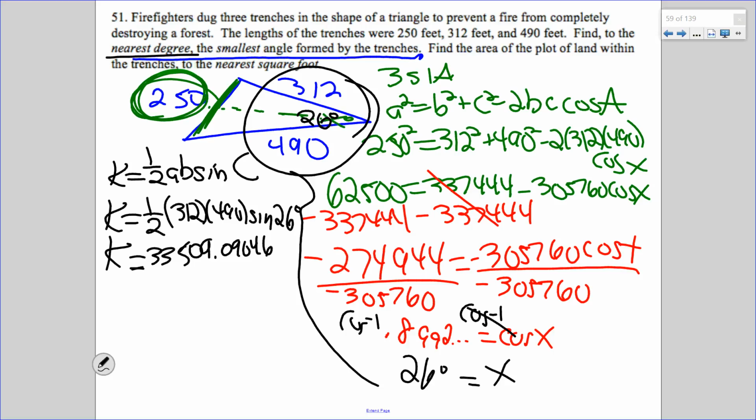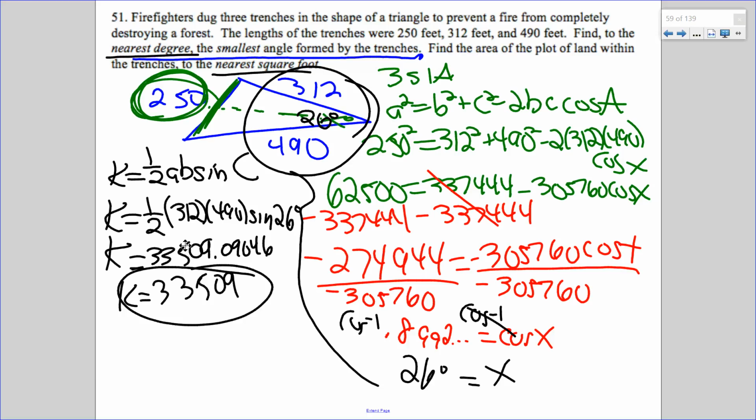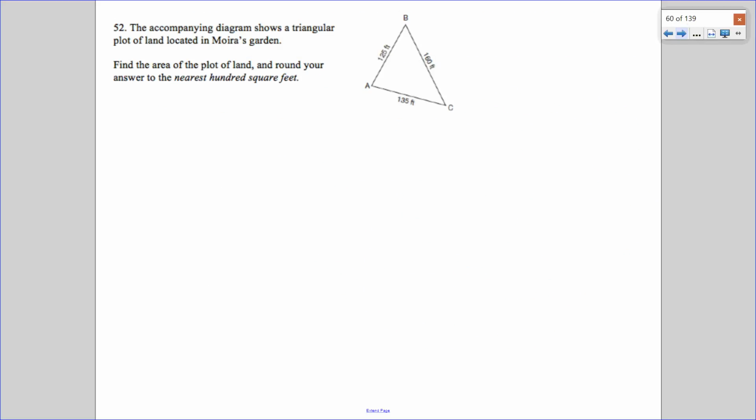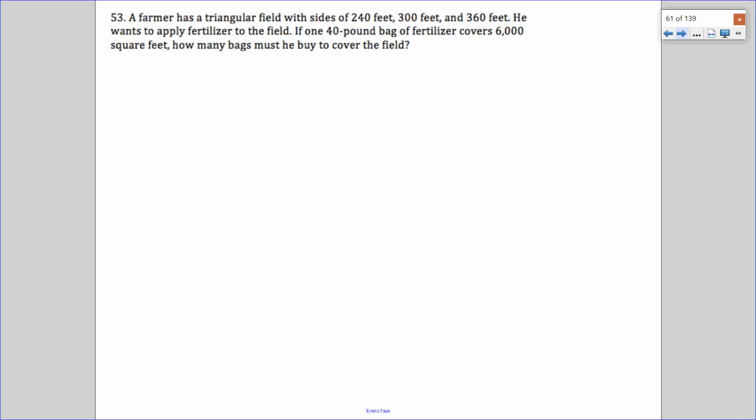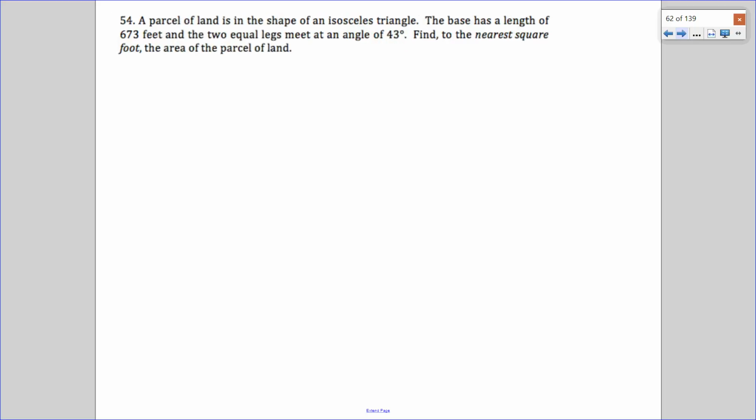33,509.09046 to the nearest square foot. That's a unit, so no decimal places. Make sure you know how to find the area of the triangle. This is a gift of a 6-point question. If we get to the 6-point question in the exam, you better get those 6 points, or else, well, that would be very unfortunate. You can take a look at 54. 54 is slightly different.